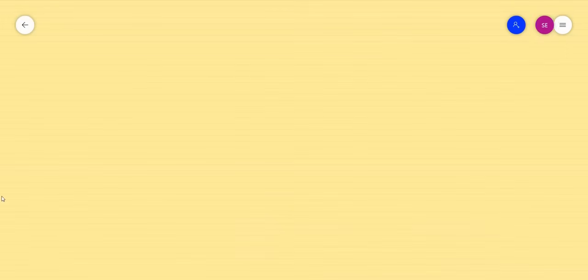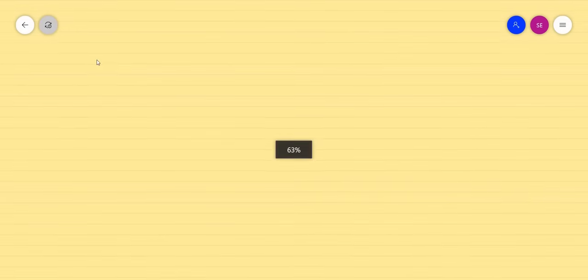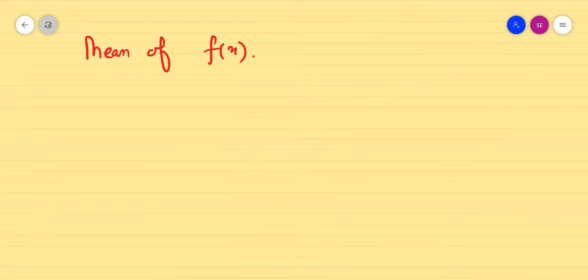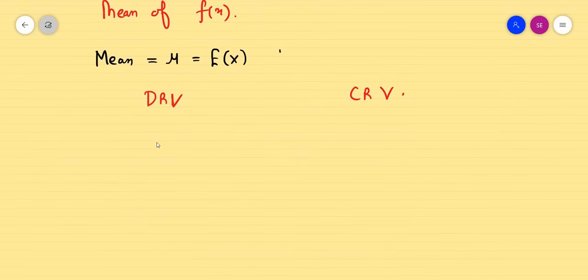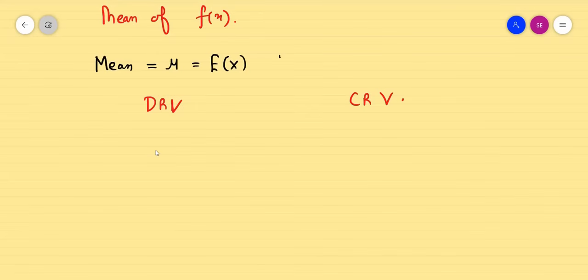Okay, done. So now they will tell you to find the mean. Find the mean of the function f of x. Do you remember the formula for mean, guys? Mean mu is called as what? Expectation of x. So for a discrete random variable, at least somebody can tell what is the formula. What is the formula, guys? Oh my God, you forgot.